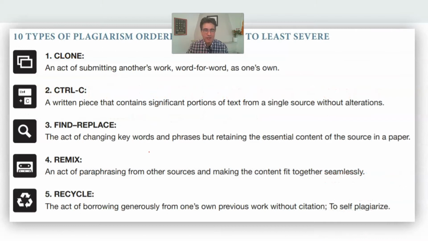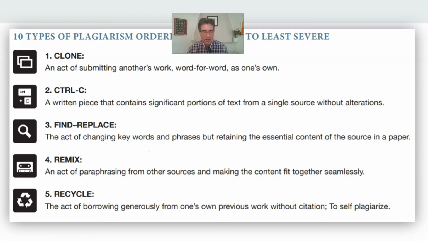So they break it down from everything from the clone, that is basically taking someone else's body of work, that whole piece of writing, and just putting your name on the byline as if it's your own. There's the Control C, which is when you take some parts of the text and not cite the source and just mix it in with your own.